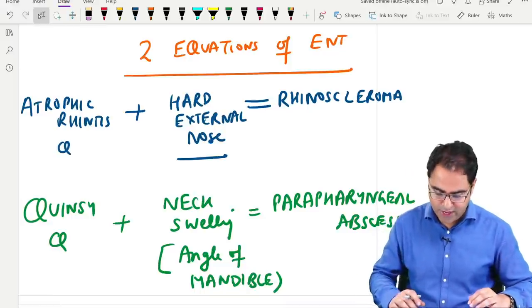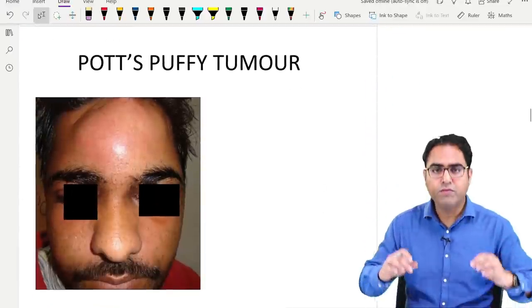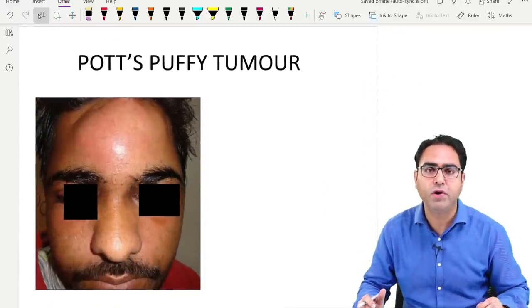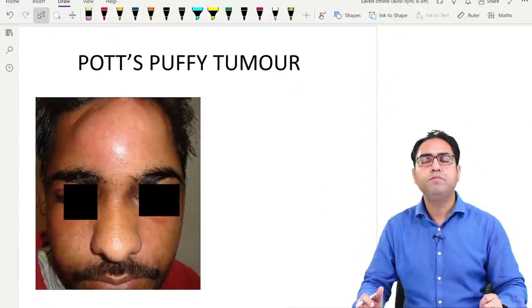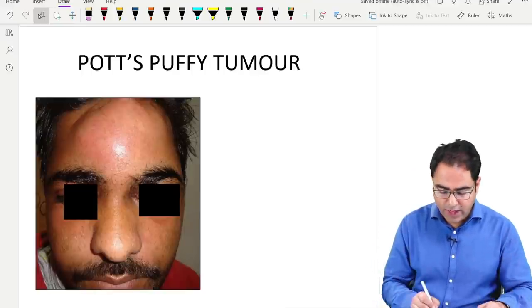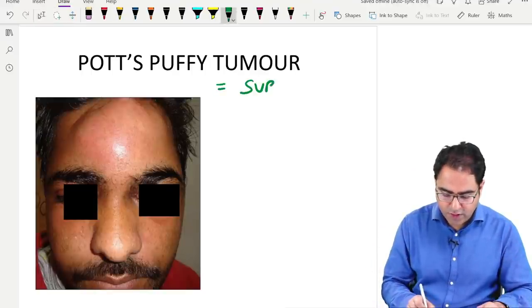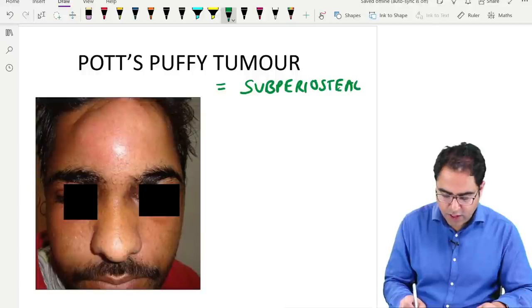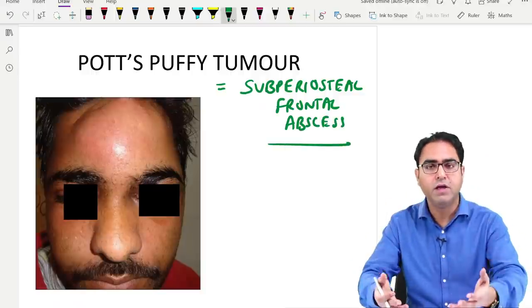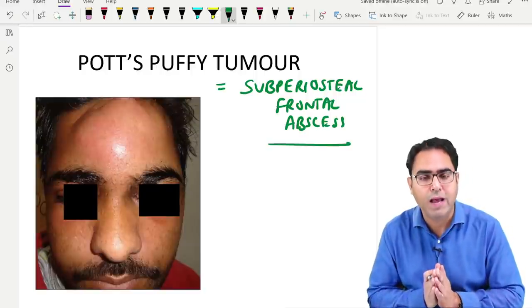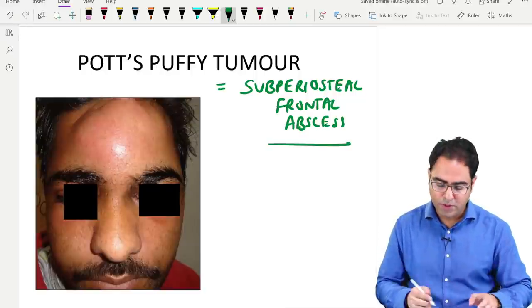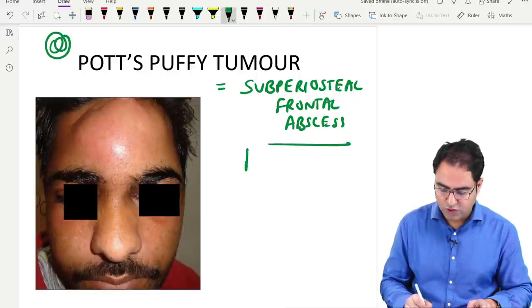Okay, fine. One visual question for your paper, beta. Pott's puffy tumor. Please don't forget, Pott's puffy tumor is another name for subperiosteal frontal abscess, beta. It's a complication of frontal sinusitis. Frontal sinusitis can lead to frontal osteomyelitis, and that can lead to subperiosteal frontal abscess, and that's called Pott's puffy tumor, beta. It's a very important nose question.